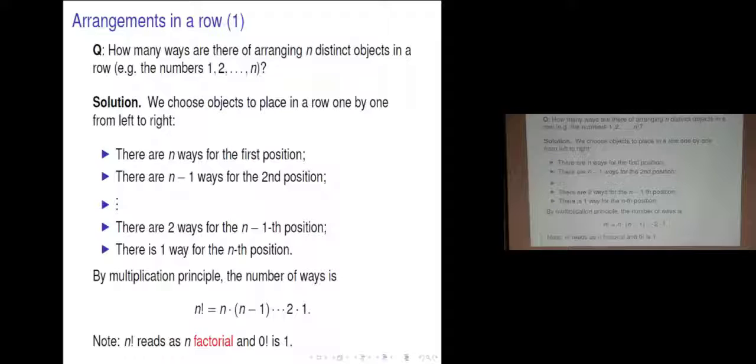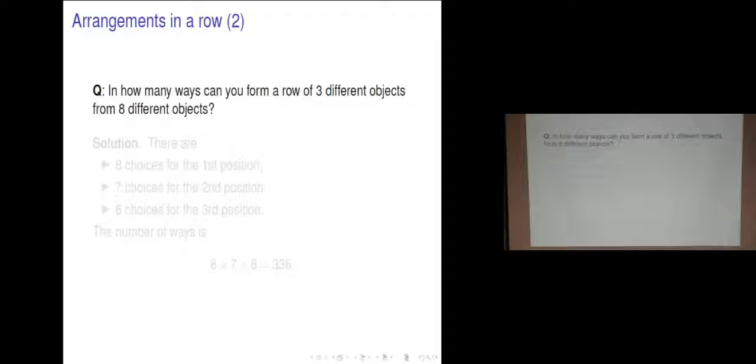Sometimes we are going to see 0 factorial. This formula doesn't apply, but we define it, or we set it to be 1, just to make our life easier. So this is called n factorial, a long product. Okay, so now let's continue to look at the different numbers.